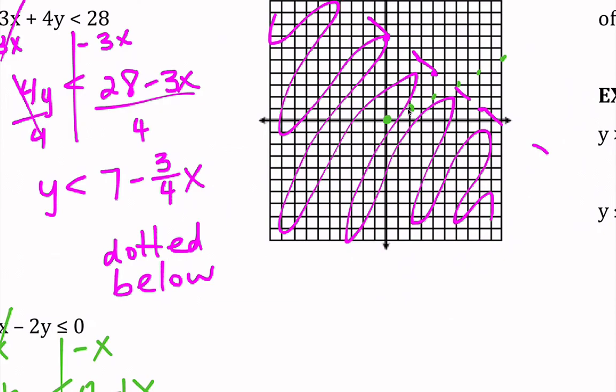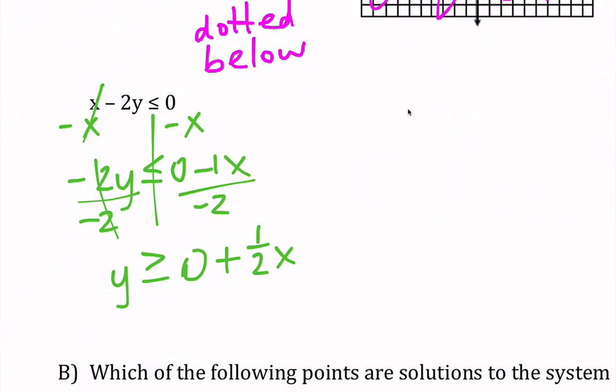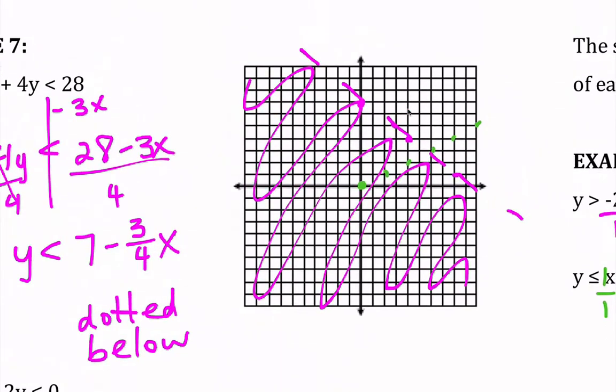Before we draw our line, let's talk about what type of line we need. I see a solid line underneath, so I'm going to use a solid line. I also see a greater than symbol, which means I'm going to have to shade above. So let's use our straight edge to draw a solid line. And then we said to shade above.